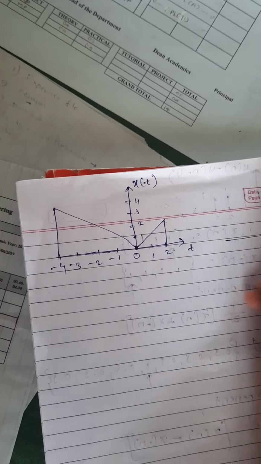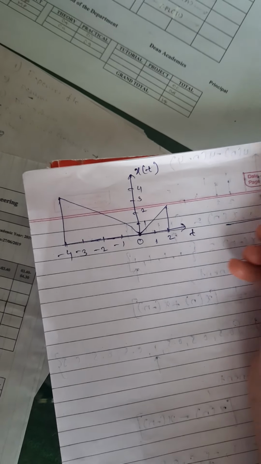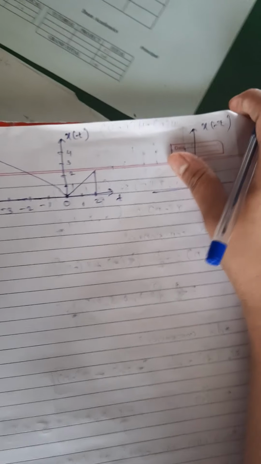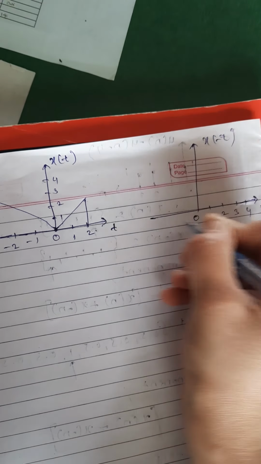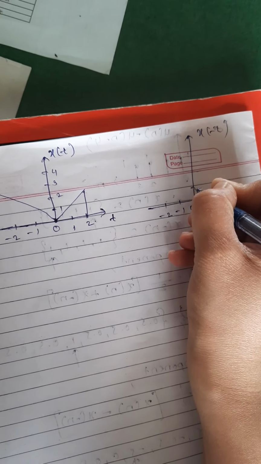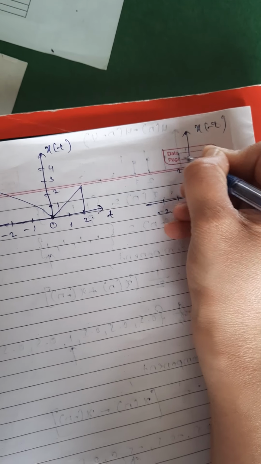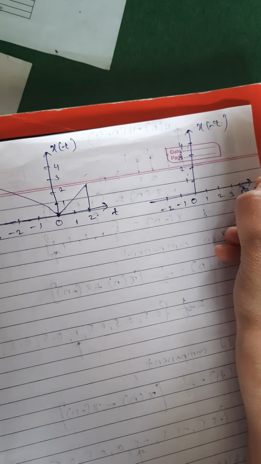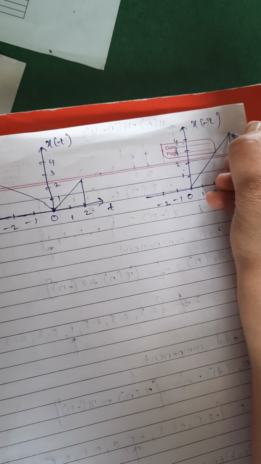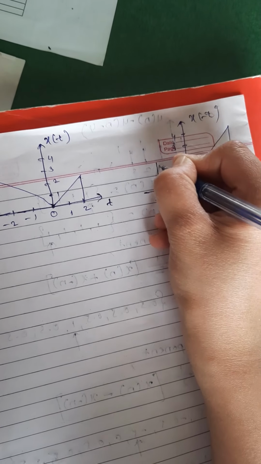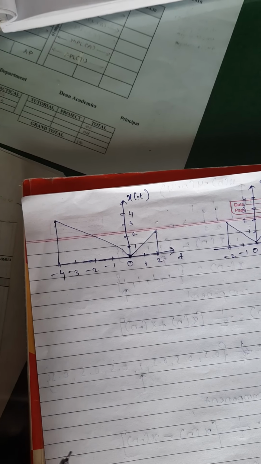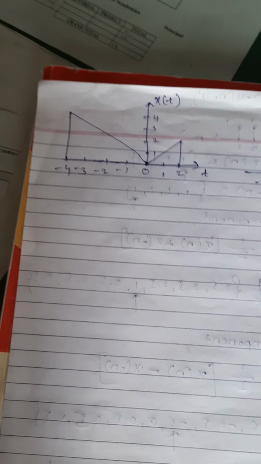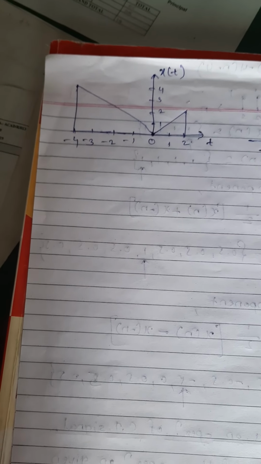So x of minus t is the folded signal. So it is 0, 1, 2, 3 and 4 and it is minus 1, minus 2. It is 1, 2, 3 and 4. So this signal is x of minus t. So by using the time shifting property, z of t is obtained by shifting x of minus t by 1. So we have to draw z of t.